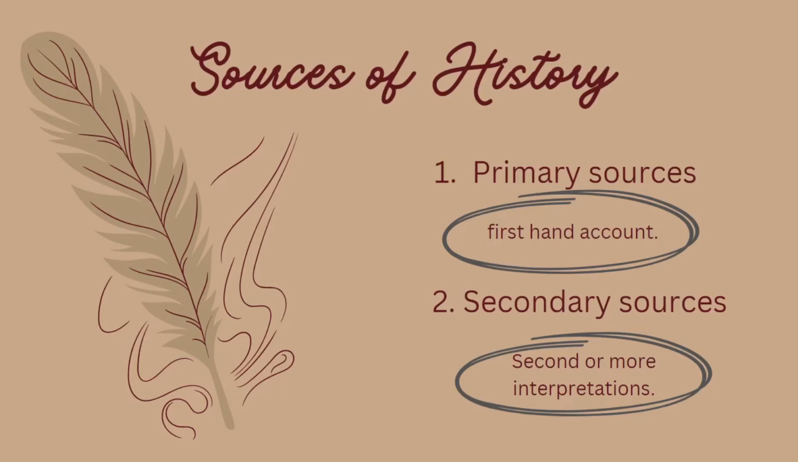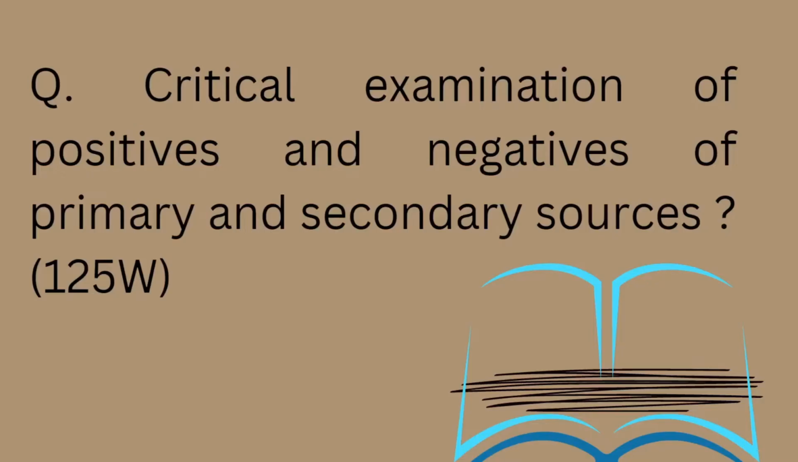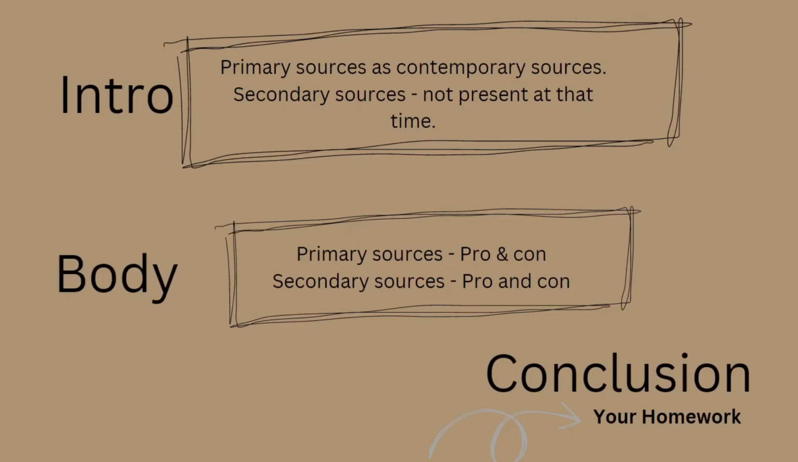Let us take a question from a previous year: critical examination of positives and negatives of primary and secondary sources. It needed a 125 word answer. It was asked in UPSC. We will go with the basic design: intro, body and conclusion. For the intro, primary sources are contemporary sources, and secondary sources mean the writer was not present at that time. Sometimes, in case of archaeological sources, there are some examples of secondary nature, for example the Junagadh rock inscription of Rudradaman. It can be classified as a secondary source.